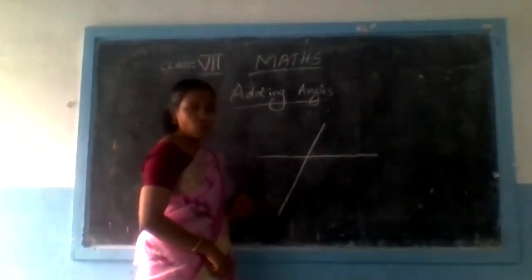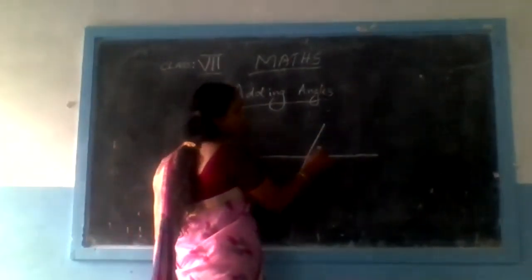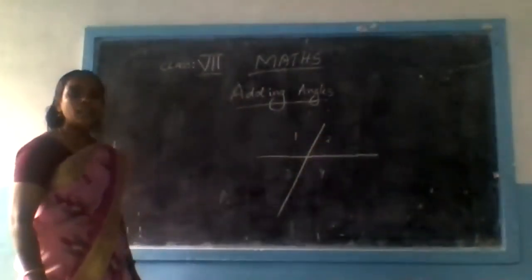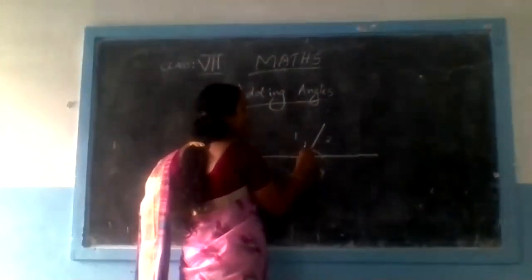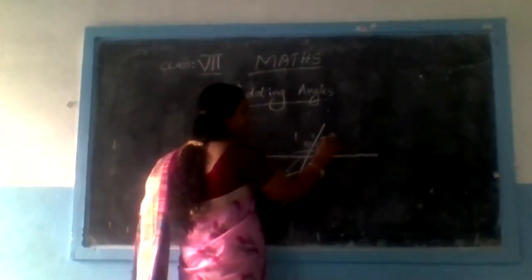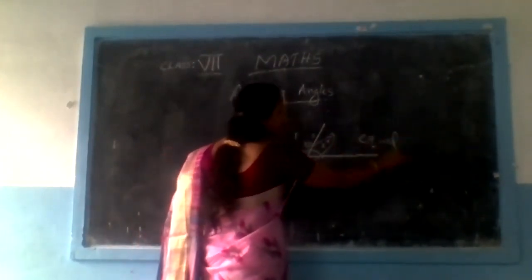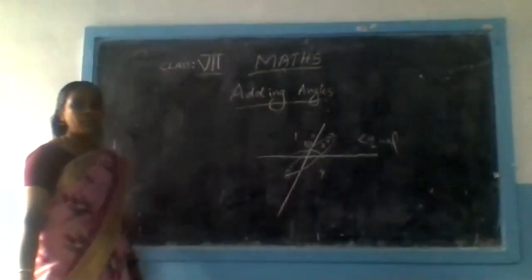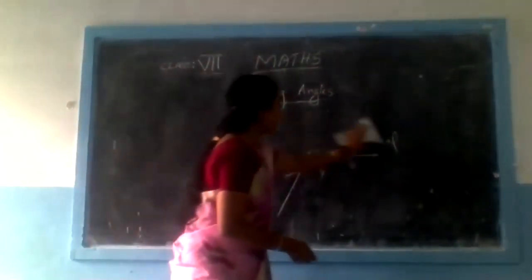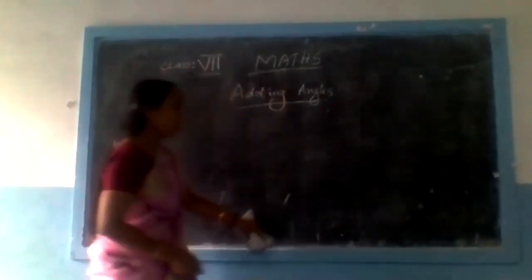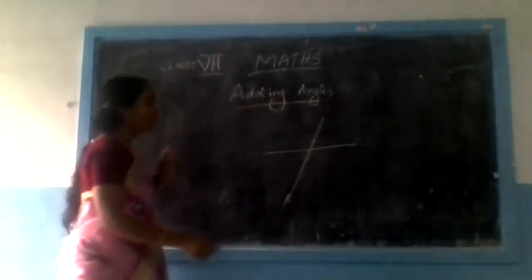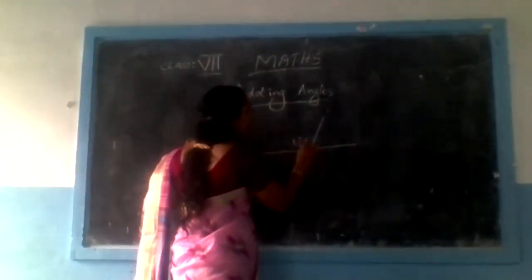When two lines are crossing each other, how many angles are formed? 1, 2, 3, 4. Four angles are formed. Nearby angles are 180 degrees and opposite angles are equal. Just take one angle as 120 degrees.